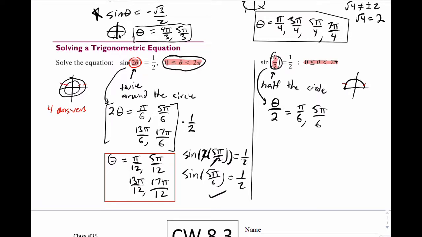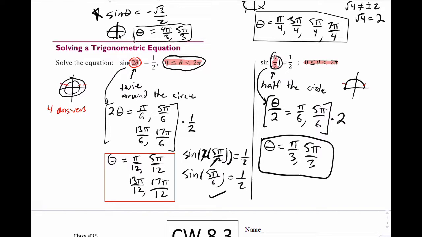Now we think, is that the answer? No, because we just solved for theta over 2. We have to solve for theta, so to do that, we're going to multiply it by 2, so theta must be pi over 3 and 5 pi over 3. I'm going to box that. And we're done.